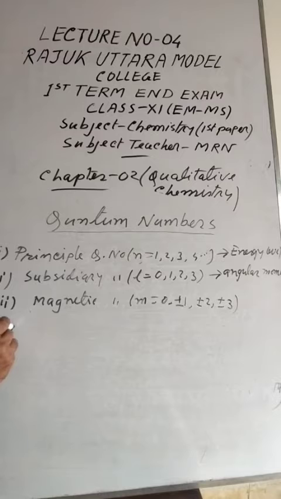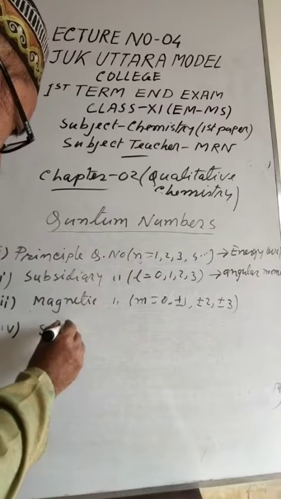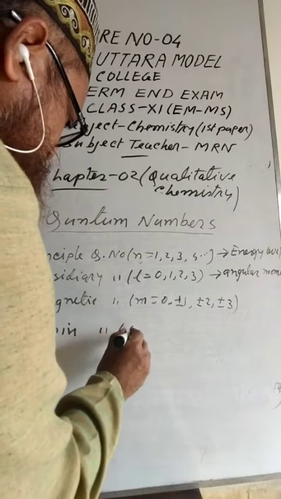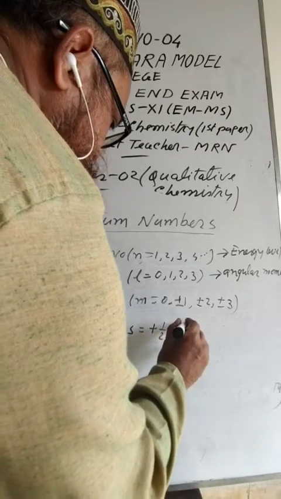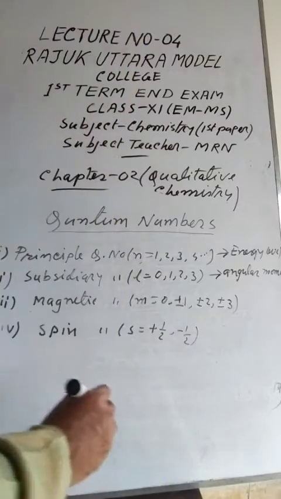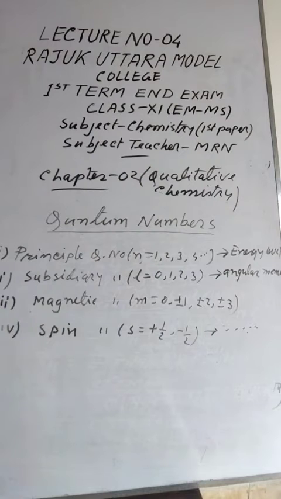Number 4 is the spin quantum number. Spin quantum number is generally plus 1 by 2 or minus 1 by 2. This one describes the spin motion of the electron on its axis.